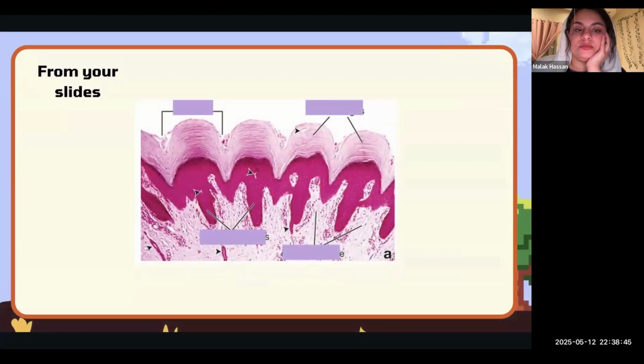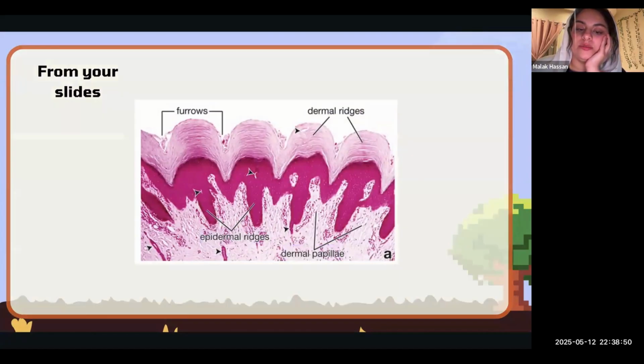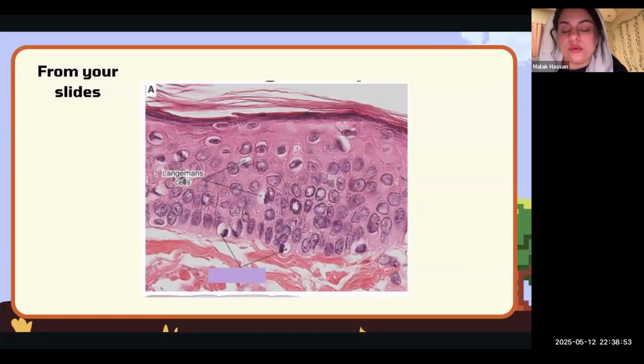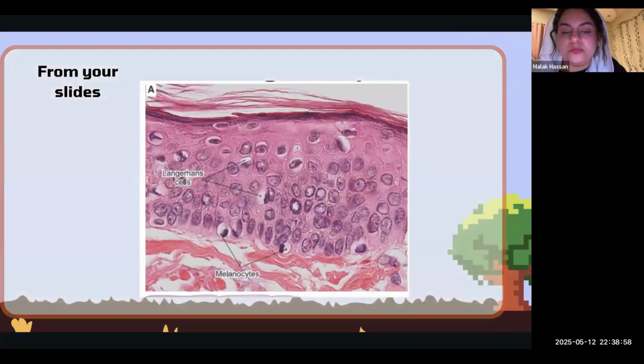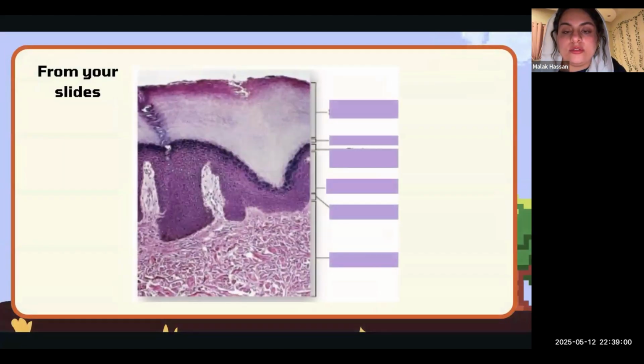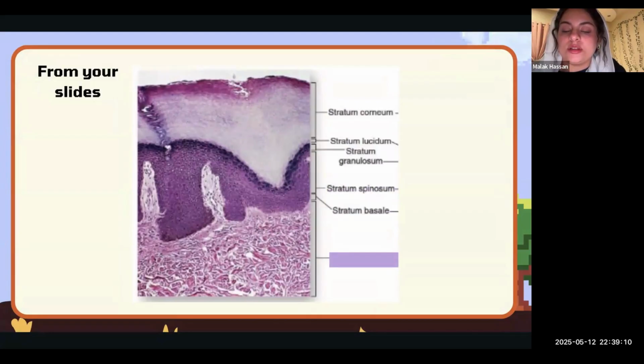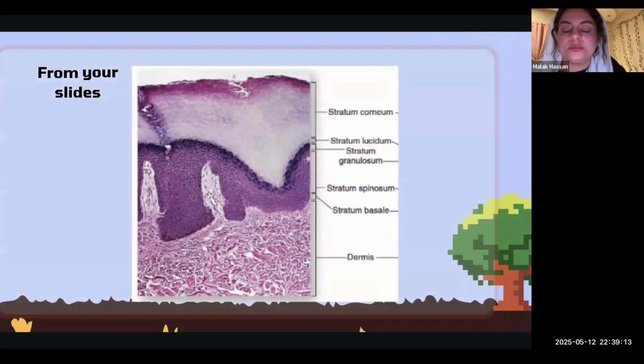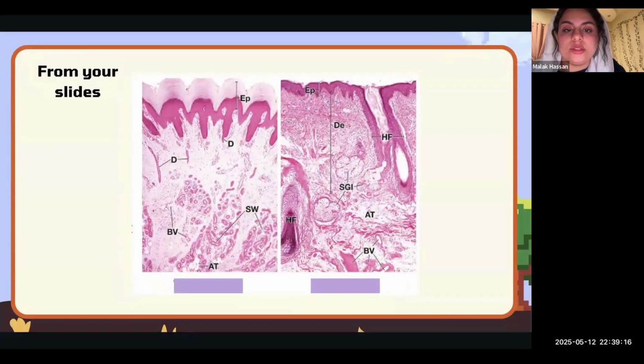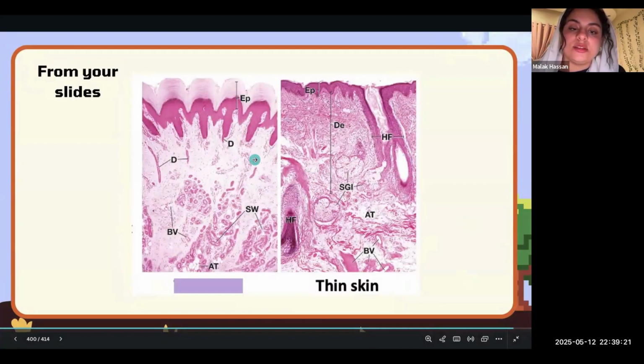What is this? Furrows, dermal ridges, epidermal ridges, dermal papillae. What are these? They're Langerhans cells, and these are melanocytes. And then from up to down, that is the stratum corneum, stratum lucidum, stratum granulosum, stratum spinosum, stratum basale, and the dermis. And then what's this and what's this? This one is thin skin, this one is thick skin.